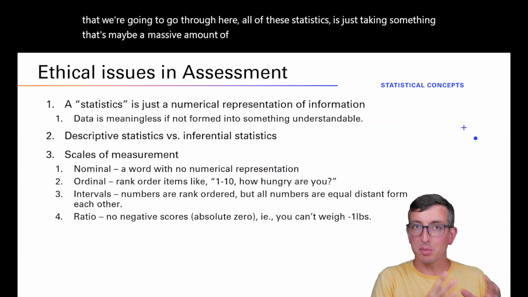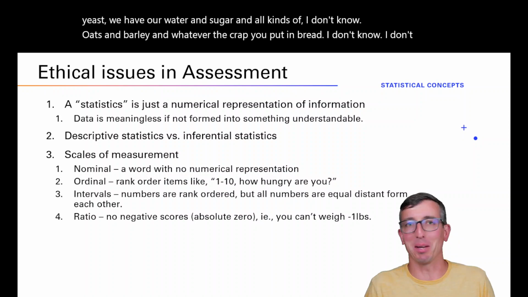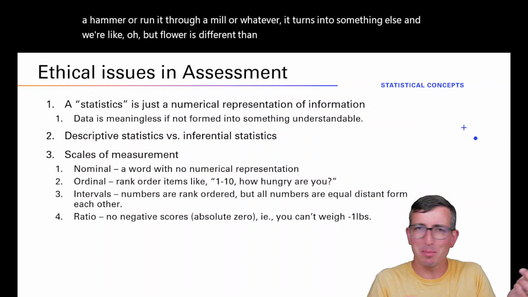Once we do that, we can manipulate it to turn it into something else that's entirely different. Take, for example, a bread baking recipe. We have our flour, we have our yeast, we have our water and sugar and all kinds of, I don't know, oats and barley and whatever you put in bread. I used to try and make bread, and now I don't do it anymore. But imagine you have all those things. We know what wheat looks like, and we know if you smash it with a hammer or run it through a mill, it turns into something else, and we're like, oh, but flour is different than wheat. It seems more useful. You can't just chew on a stalk of wheat. But flour, you can kind of do that.